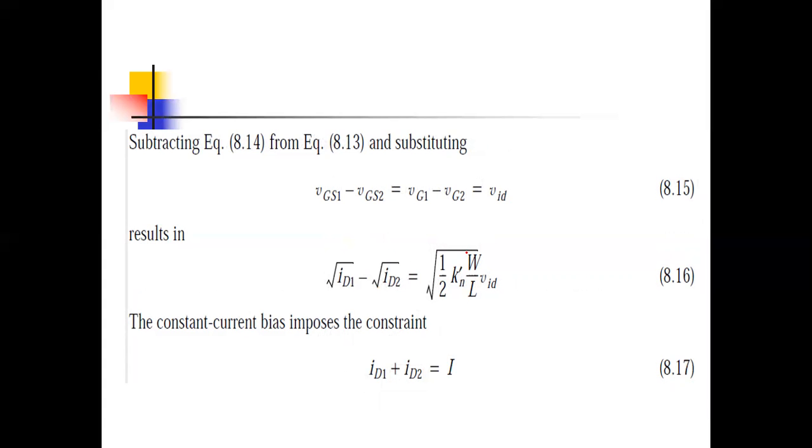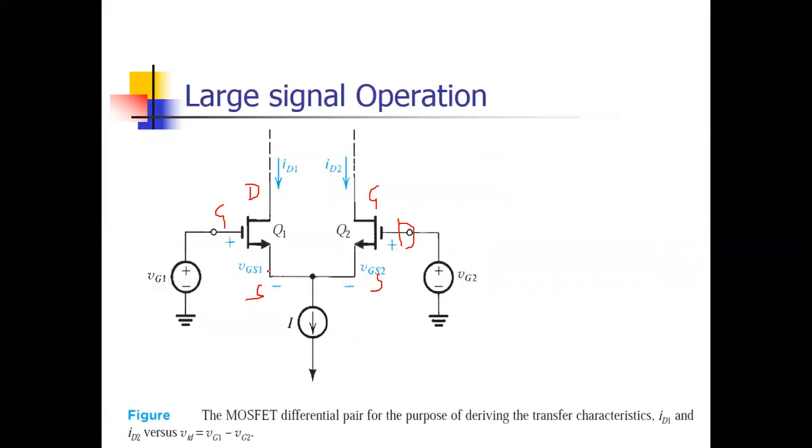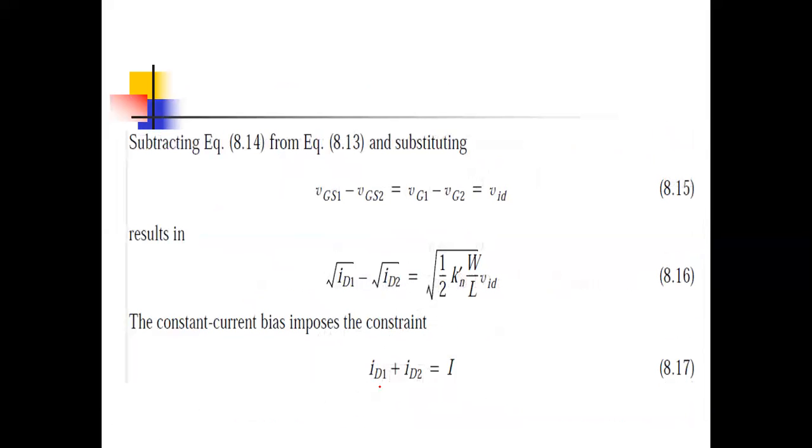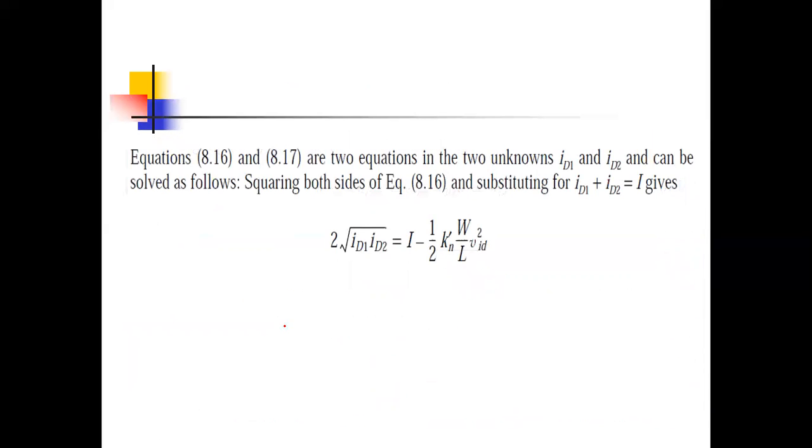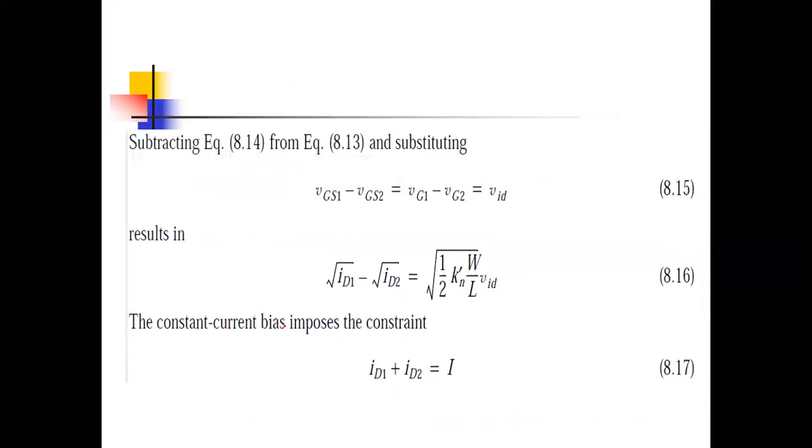Now, if you remember the concept, this whole current I is basically the sum of both drain currents ID1 plus ID2. So we can write ID1 plus ID2 equals I. Now what we will do to solve it further, just square this equation on both sides.